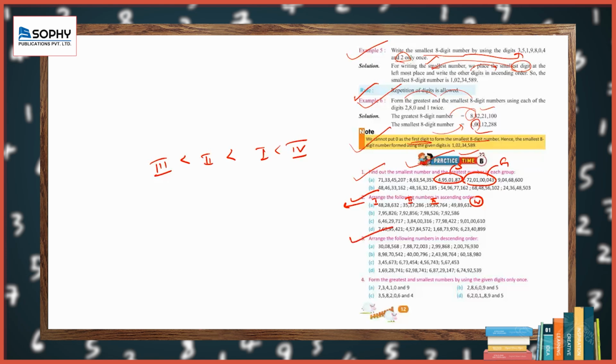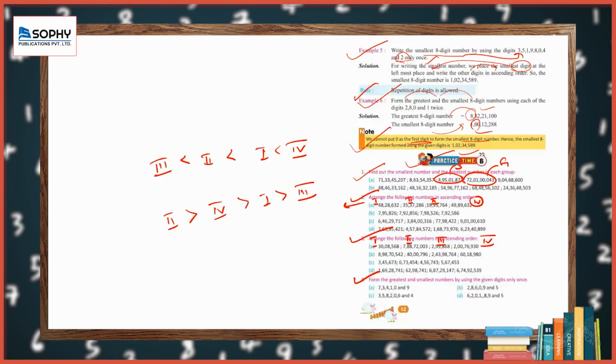Now in the next one, we have to arrange the numbers in descending order, students. So we will mark them as 1, 2, 3 and 4. So which one is the greatest among all, students? Very good, that is second one. After that, which one is greater, students? Very good, that is fourth one. After that, very good, students, that is first one, and last, third one.